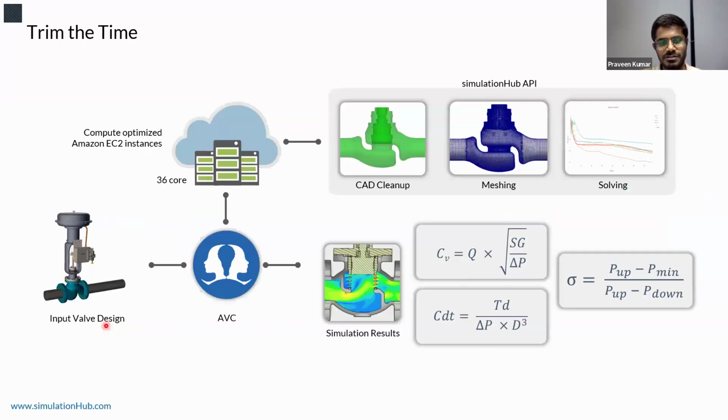How is it possible? Behind the scenes, each opening position has a 36 core Amazon EC2 instance machine assigned to it, and all the processes, CAD cleanup, meshing, and solve, happen through APIs called on the cloud. The results are then available on your local machine through a browser. It calculates the incipient cavitation index, and all these things are delivered to you.